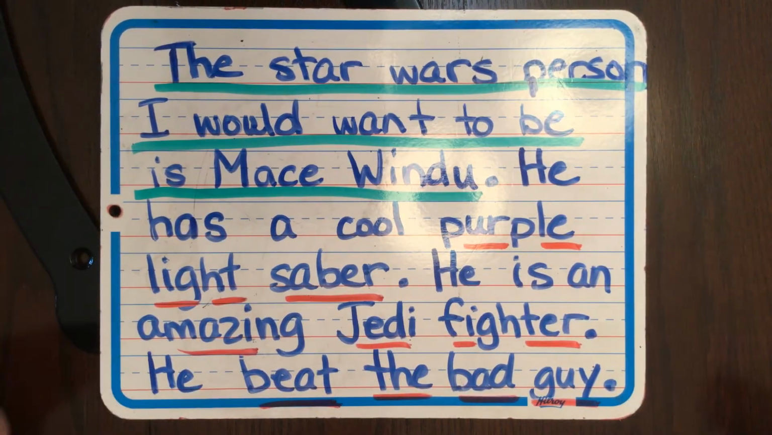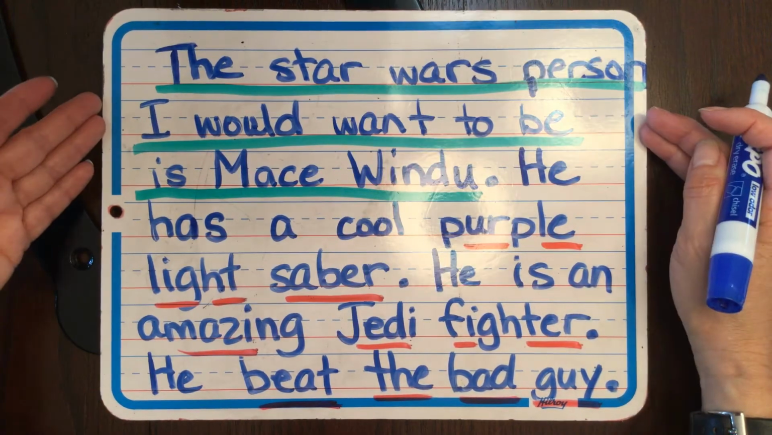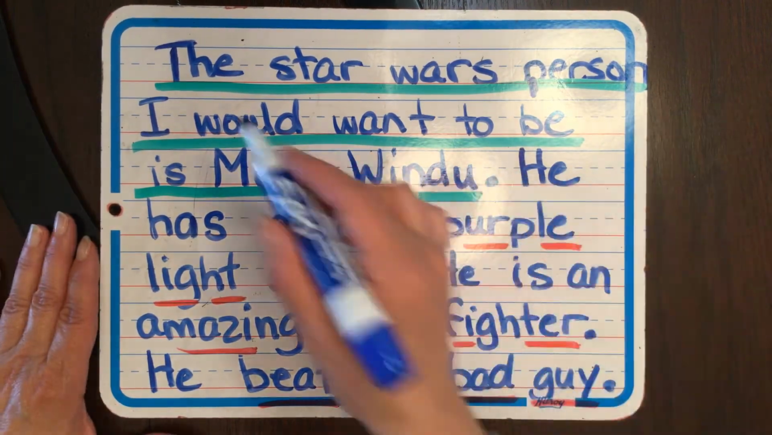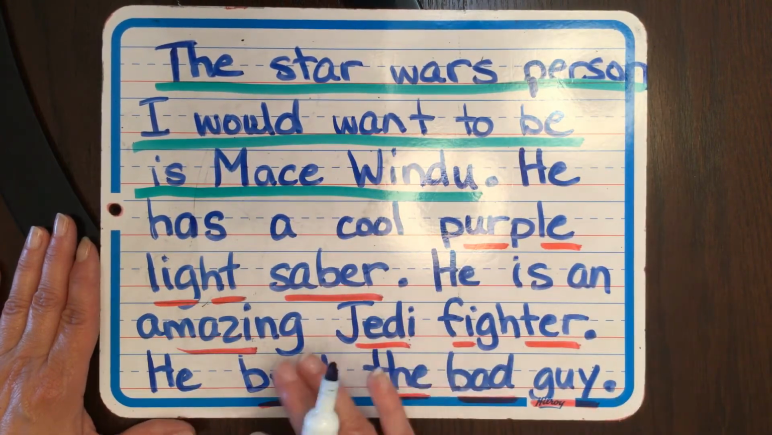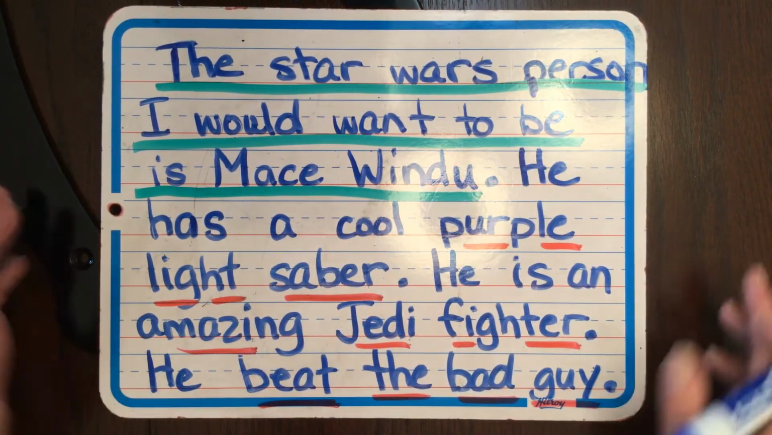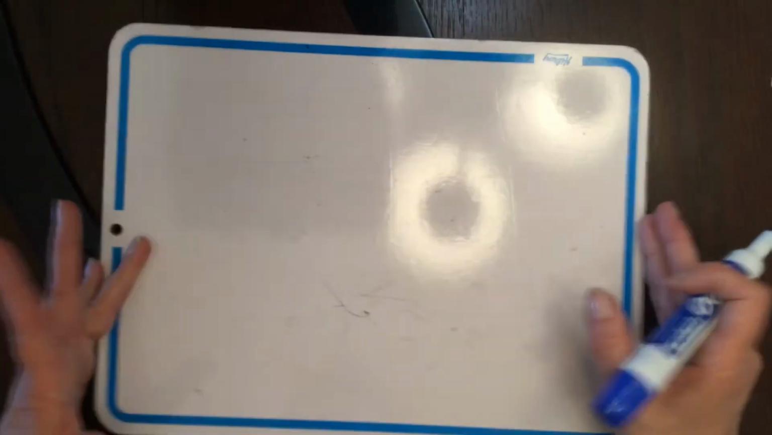I've got a beginning. I've got a middle. I don't have my end yet. So remember, I was talking to you about why this was a really good character, and that I want to be him. So my ending sentence is going to be very similar to my beginning sentence. The Star Wars person I would want to be is Mace Windu. He has a cool purple lightsaber. He's an amazing Jedi fighter. He beat the bad guy.